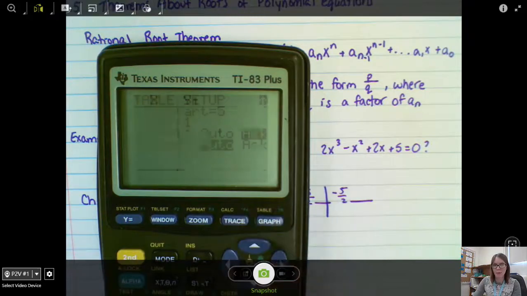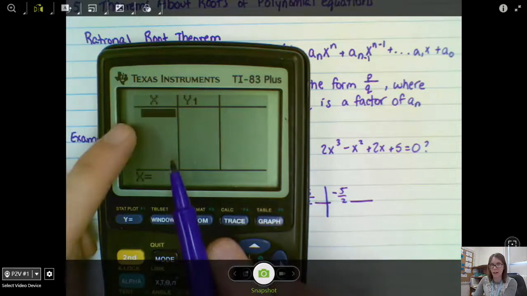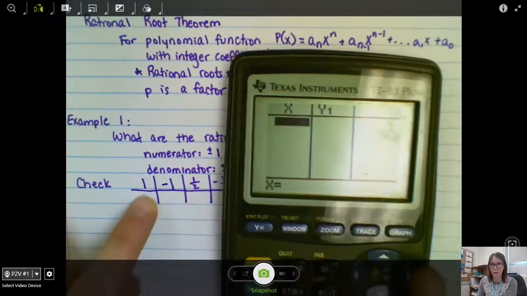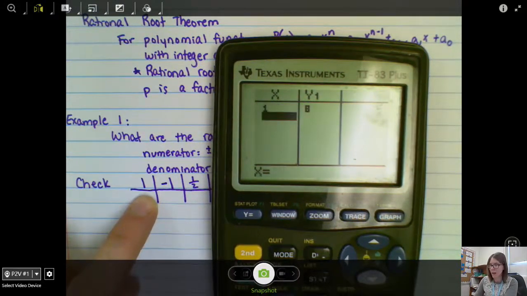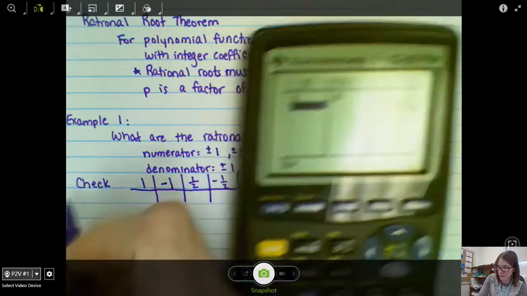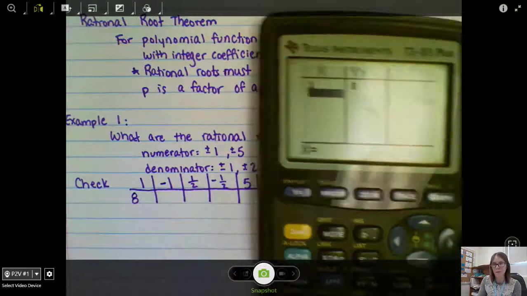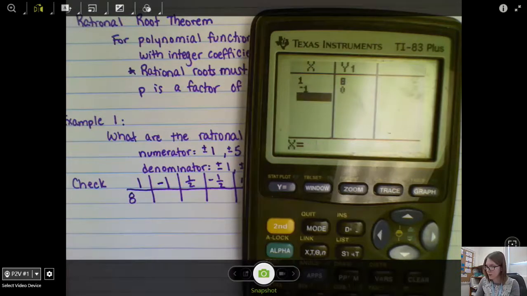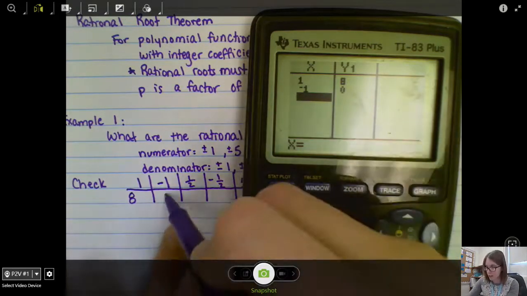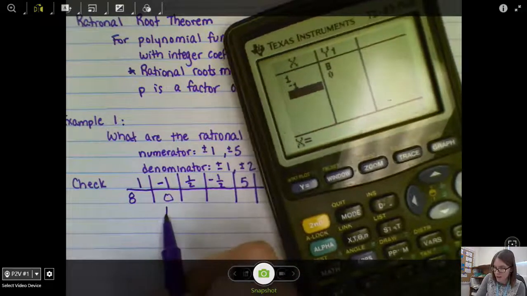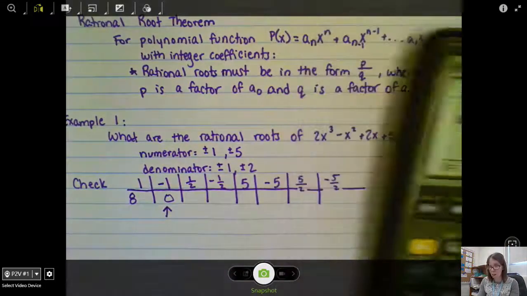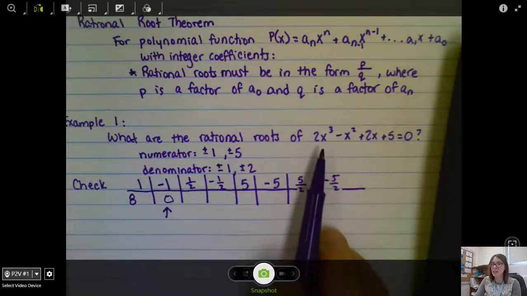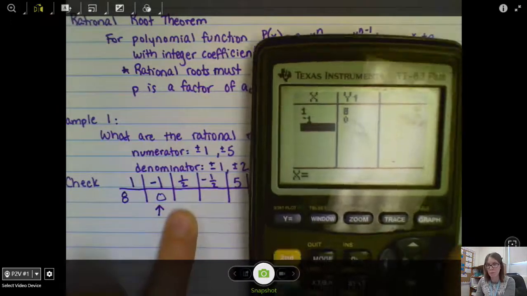Now when I go back to table, I can enter a value for x. So if I wanted to check here, I can enter 1 for x, enter, and it tells me what my y value is. And then I can keep going. -1 is 0. Since I get 0 as my y value, that tells us that's one of our rational roots. But let's keep going. Since our degree is 3, we could in theory have 3 different rational roots. So let's check, see if we have any more.